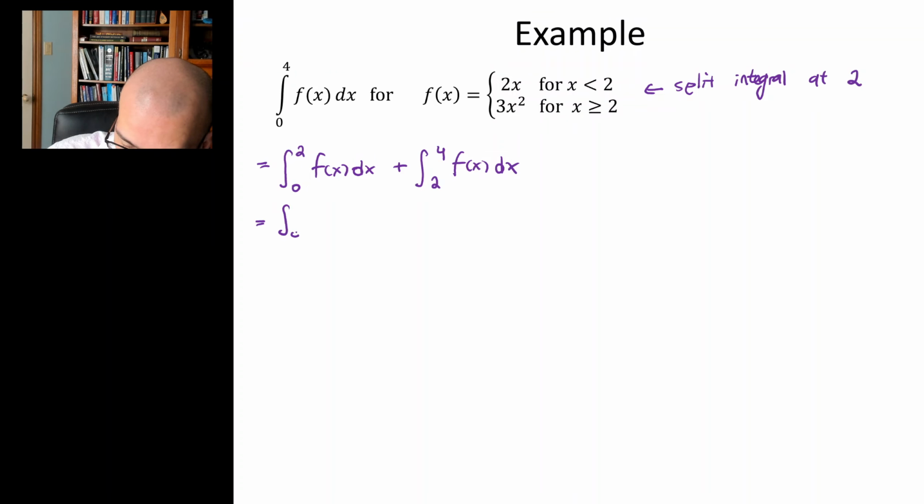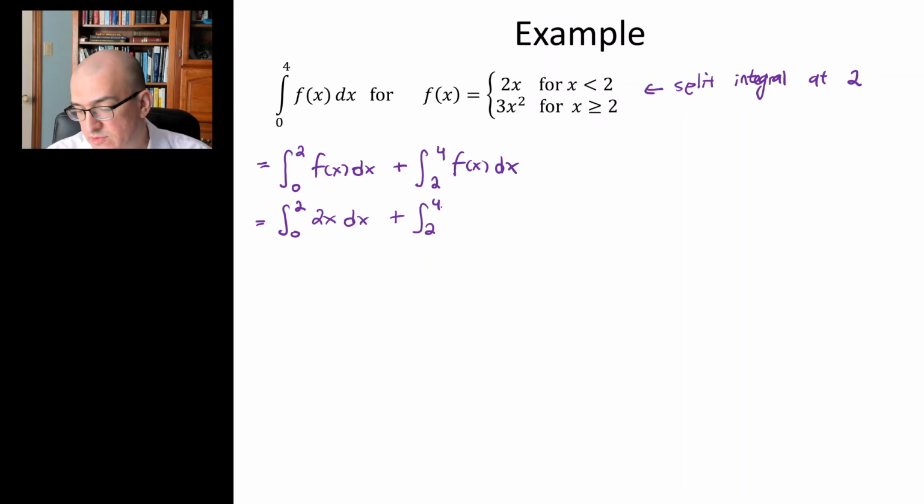Now in each of these pieces, I'm going to replace f of x by what the correct piece is for that region. In the region from 0 to 2, that's x less than 2, so I'm going to replace f of x by 2x. And then in the second integral, from x equals 2 to x equals 4, f of x is 3x squared, because that's the part that corresponds to those x values.